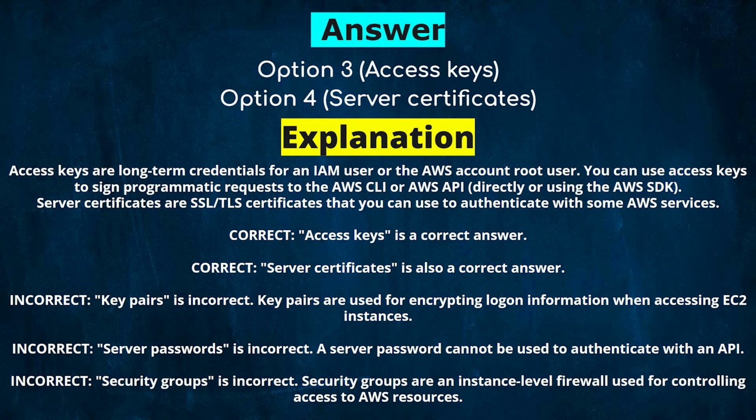Key pairs is incorrect. Key pairs are used for encrypting logon information when accessing EC2 instances. Server passwords is incorrect. A server password cannot be used to authenticate with an API. Security groups is incorrect. Security groups are an instance-level firewall used for controlling access to AWS resources.